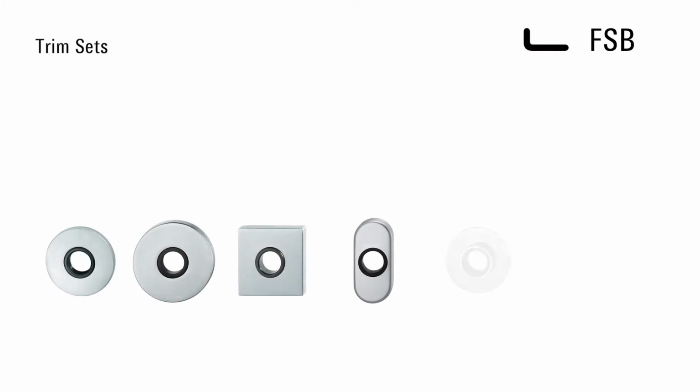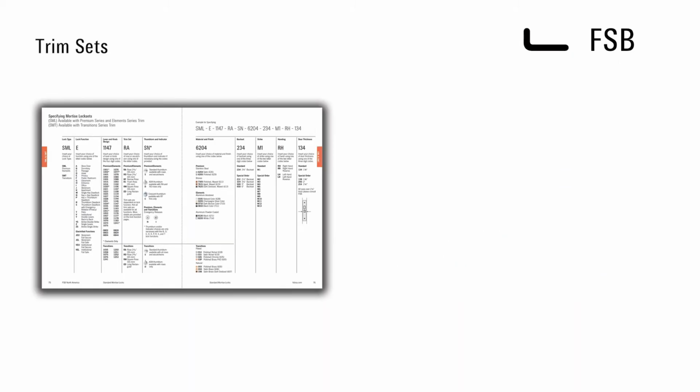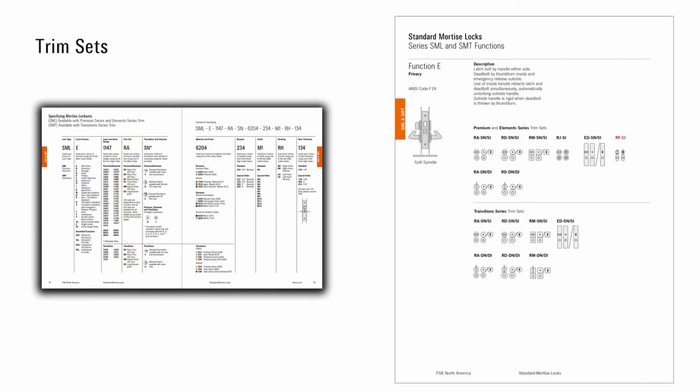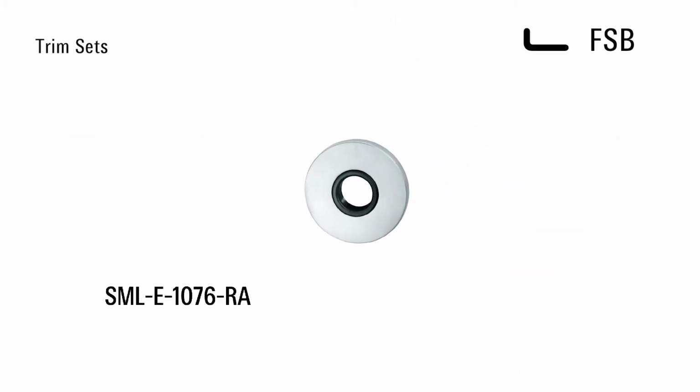Step 4. Choose trim set. The lock trim is the plate that sits on the door. You can choose between a round, square, oval, or flush rose, as well as a rectangular escutcheon. Not all trim sets are available for all functions, backsets, and lock types. Details are provided on the lock function page within each lock set section of the FSB catalog that clearly outlines your options. The 55mm round rose is RA.